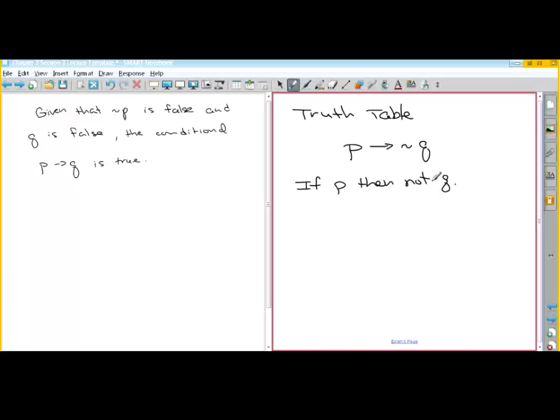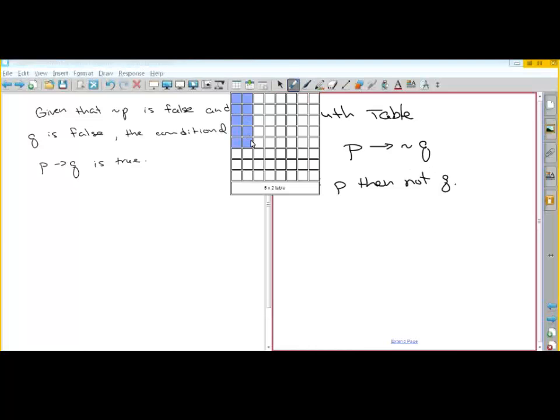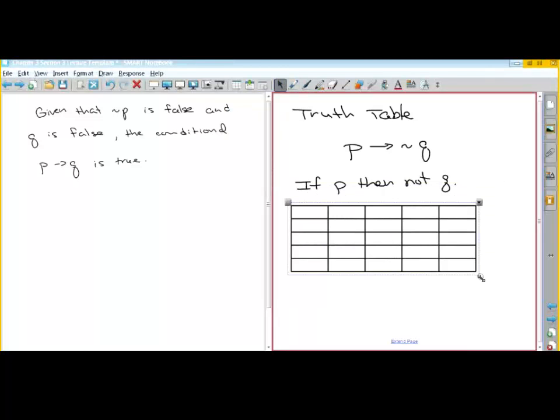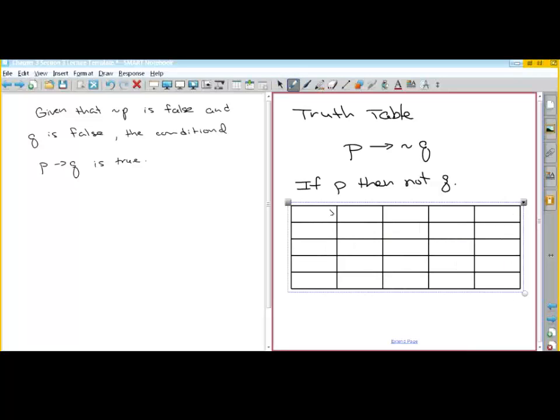We need as many rows as, we have two statements, P and Q, so 2 squared is 4, plus 1 for the header. So our size in this case is a 5 by 5, using the same rules that we used in the previous section. The header row is going to be P, Q, and the logic expression, if P, then not Q. Just like the AND or the OR, it gets its own column because we're going to compare these two truth values and put the result in the middle.